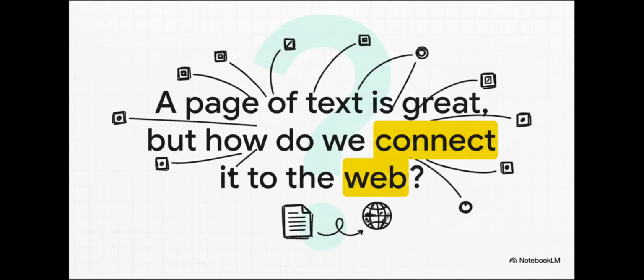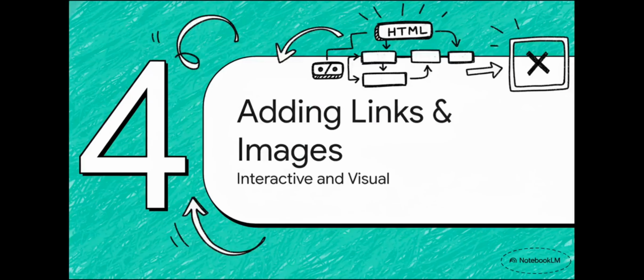So, we've made a document. It has the title, it has some text. That's cool. But the whole point of the World Wide Web is that it's a web. It's all connected. So, how do we make those connections? And this is where it starts to get really fun. We're about to add links and images and turn our little text file into a real dynamic web page.